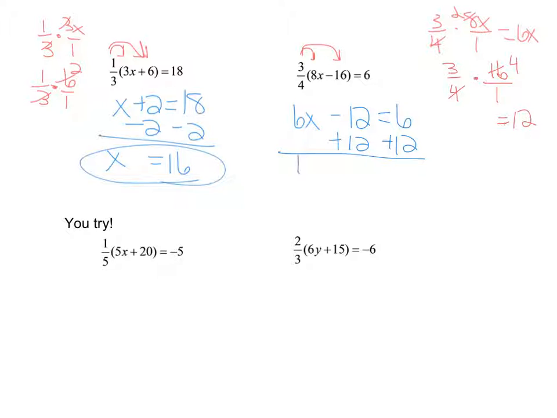Add 12 to both sides. 6x equals 18. Divide both sides by 6. And x is 3. So those turn out pretty nicely, even though they look a little scary. So I want you to try the two at the bottom, pause the video, then turn it back on to check your work.